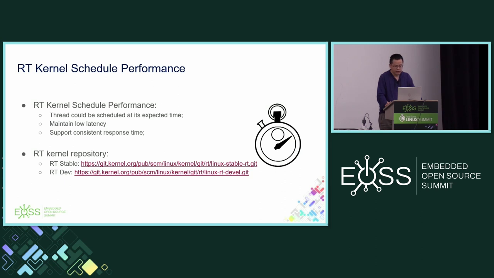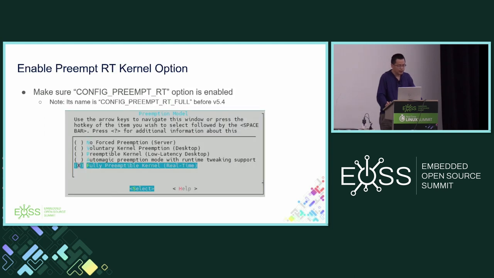The RT kernel in this session is based on the upstream kernel. Most of the RT kernel patches have been upstreamed, but still around 100 out of 3 patches remain. These kernels are maintained in the two repositories below. The first one is RT stable, which is for the long term kernel. The second one is for the mainline kernel.